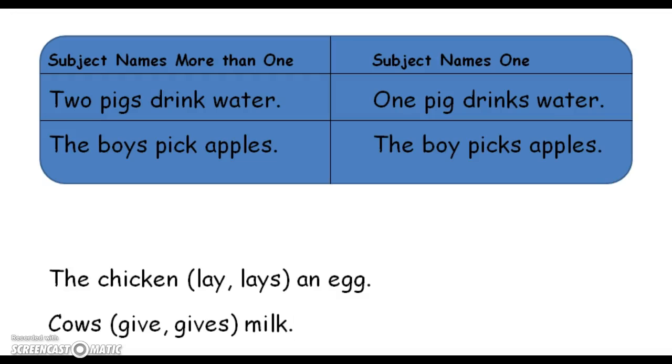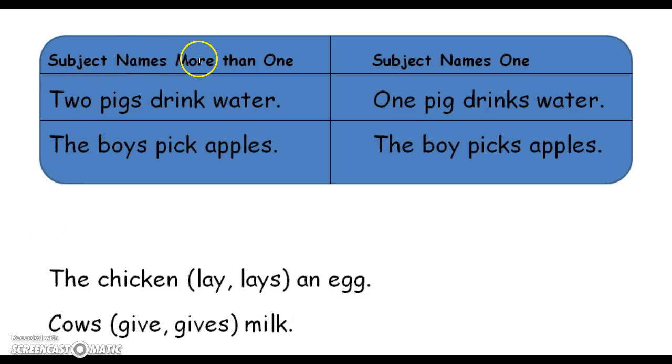Today in grammar, we're going to review subjects and verbs. Specifically, we're going to review when we need to add s to a verb. We need to add s to most verbs when they tell about a noun that names one. If a verb tells about a noun that names more than one, we do not add the s to the verb. So here is a chart to show us how to make the subject and the verb agree.